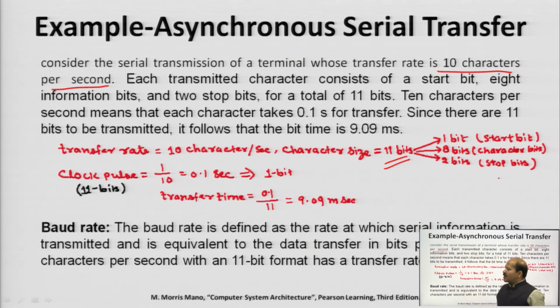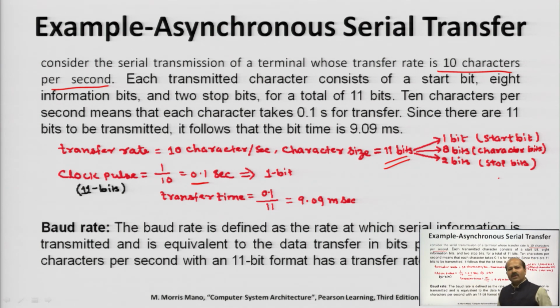So, what is the clock pulse, or how much time will it take to transmit 1 bit? 10 characters per second can be transferred, so 1 upon 10, that is 0.1 second for 1 character. So, 11 bits can be transmitted in 0.1 second.